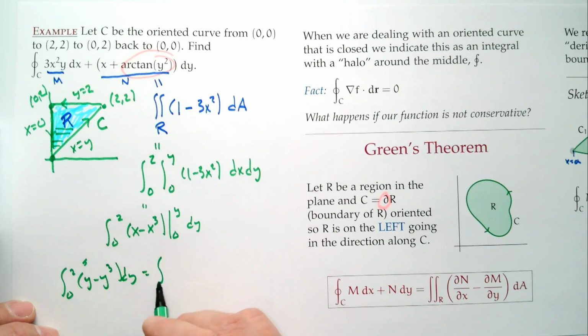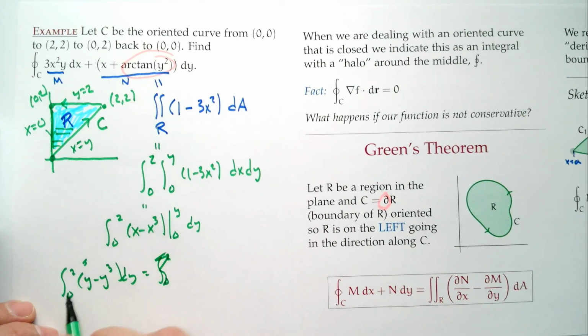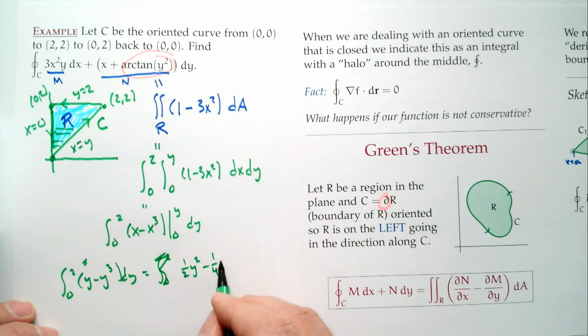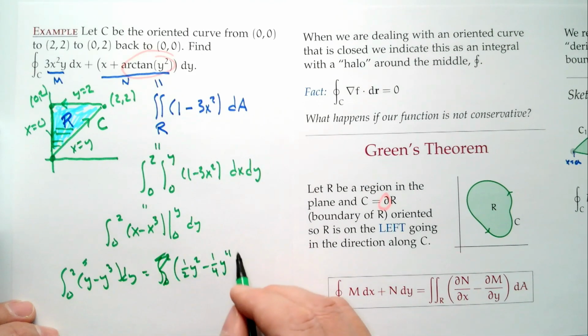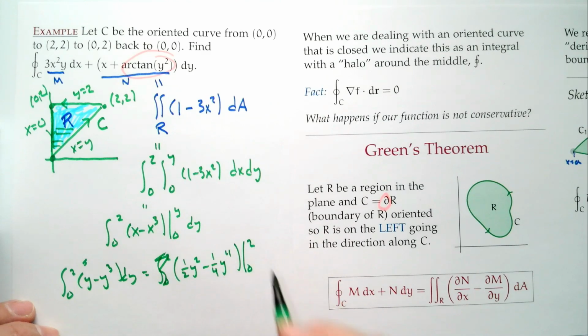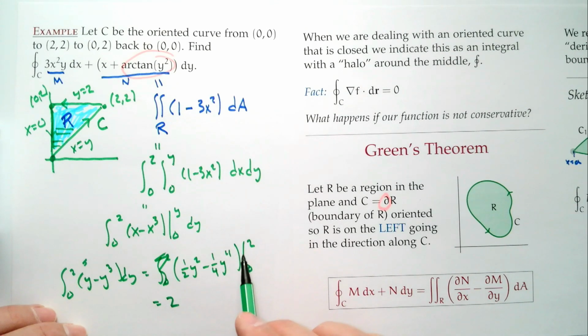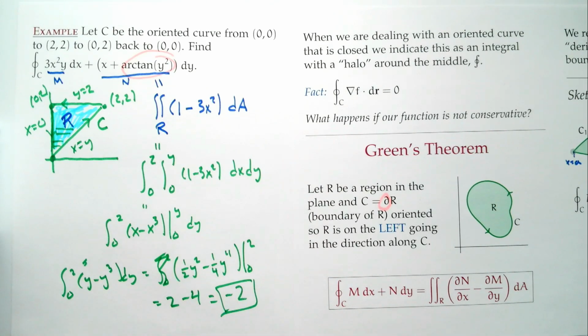So that becomes the integral from 0 to 2. Oh, no, we'll just integrate. 1/2 y squared minus 1/4 y to the 4th. Evaluate that from 0 to 2. And 0 goes to 0. 2 squared is 4 times 1/2 is 2. 2 to the 4th is 16 times 1/4 is 4. 2 minus 4, negative 2. That's what it looks like, negative 2.